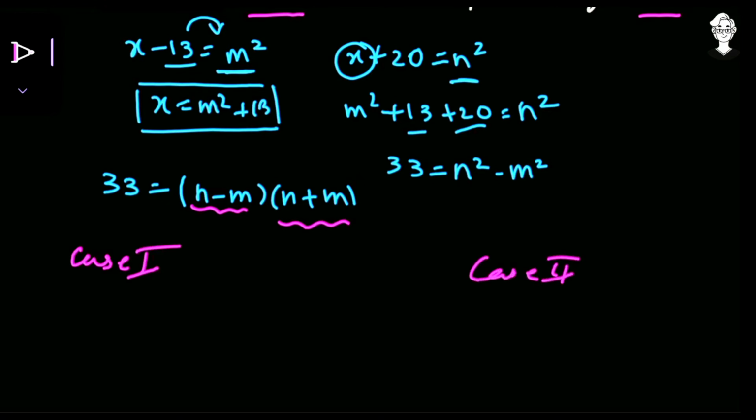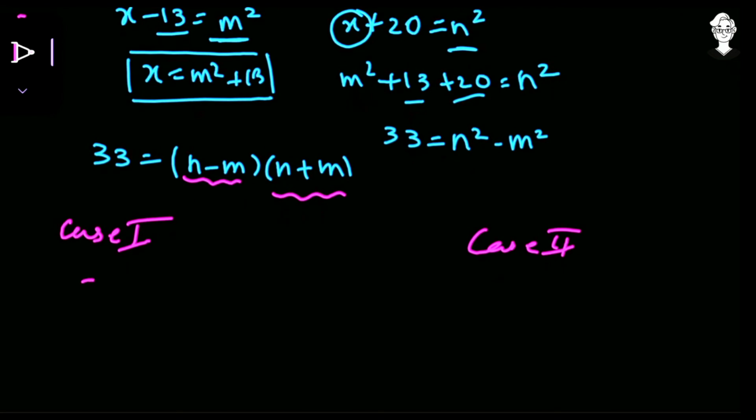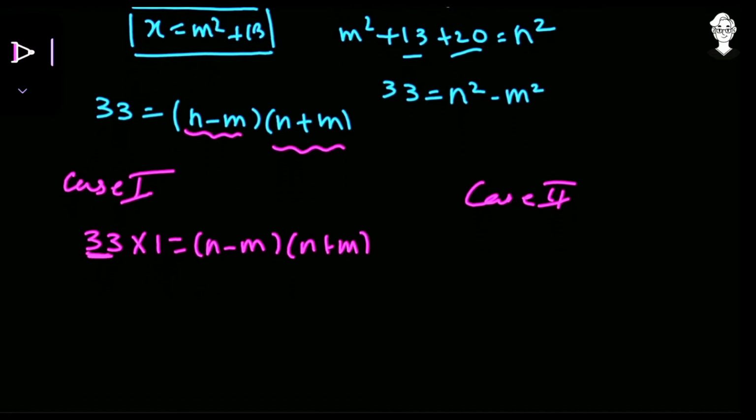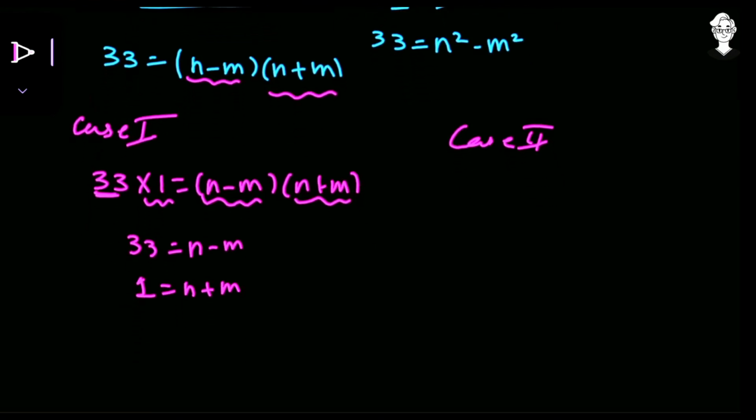So in case 1, I can factor 33 as 33 into 1, and that equals (n minus m)(n plus m). Now we will compare these factors. So I will compare this 33 with n minus m, and 1 with n plus m. So 33 is equal to n minus m, and 1 is equal to n plus m.